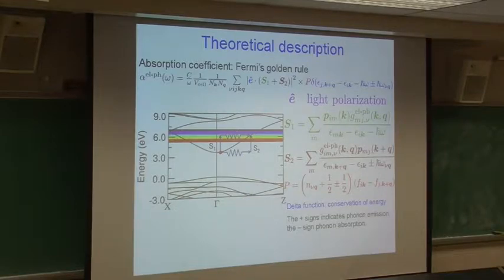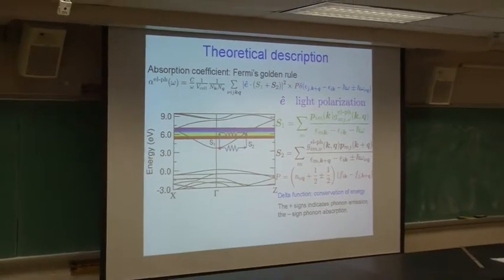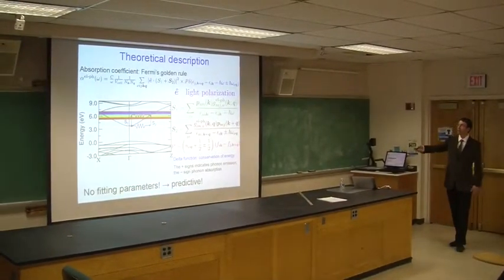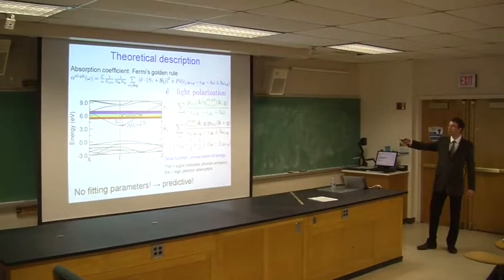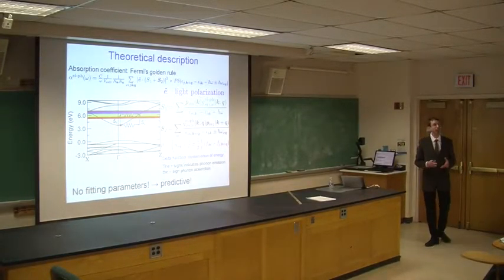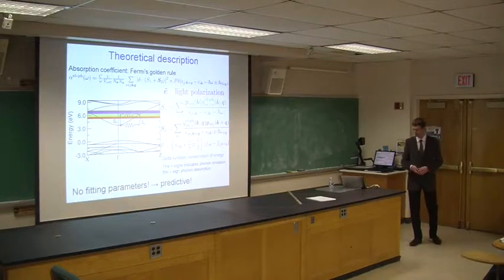You might have noticed that some of those terms have both plus and minus signs. That's because there are two different processes you can have. You can either emit a phonon or you can absorb one. And both of them will lead to the absorption of a photon, so you need to take into account both of them. So if we can calculate all of those parameters in a way where we don't use any fitting parameters, we really have a predictive theory.